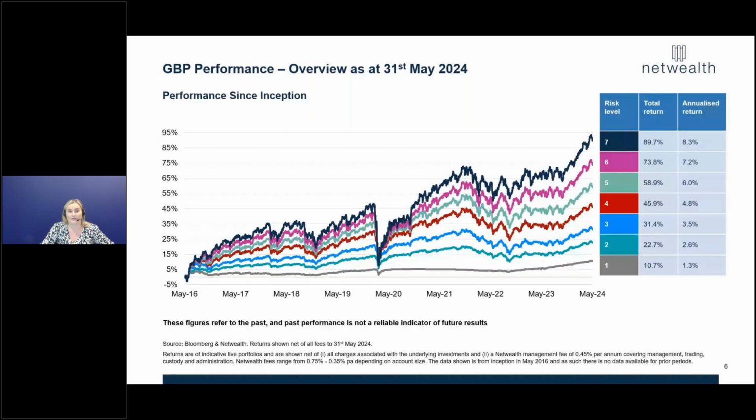And for our balanced portfolio, risk level 4, you can see just shy of 5% annualized returns. If you'd like to have a look at our performance packs in more detail or in your own time, then please do email advice@netwealth.com. We'd be happy to share this information with you.